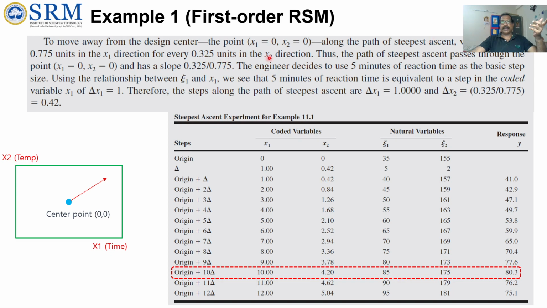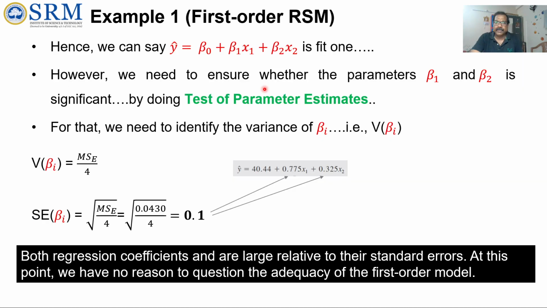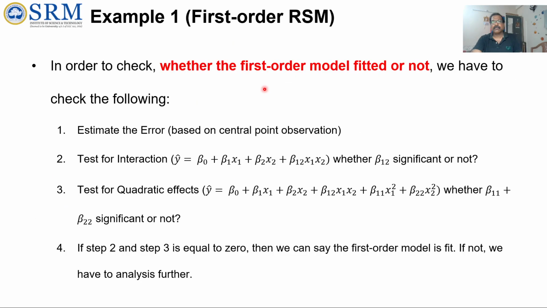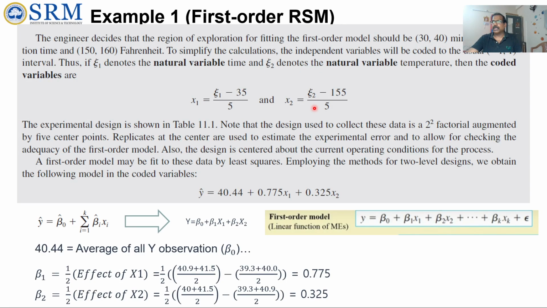For the steepest ascent, the current operating condition is x1 equal to 0, x2 equal to 0. What is the slope, because it's linearly varying? The slope is 0.325 divided by 0.775. By doing that, and also moving with a uniform interval, we need to understand what the next step is. So that is what we need to consider. Where this point, x1 equals epsilon 1 minus 35 divided by 5, and epsilon 2 minus 155 divided by 5. The 5 is the interval we consider. So you should recollect that now.